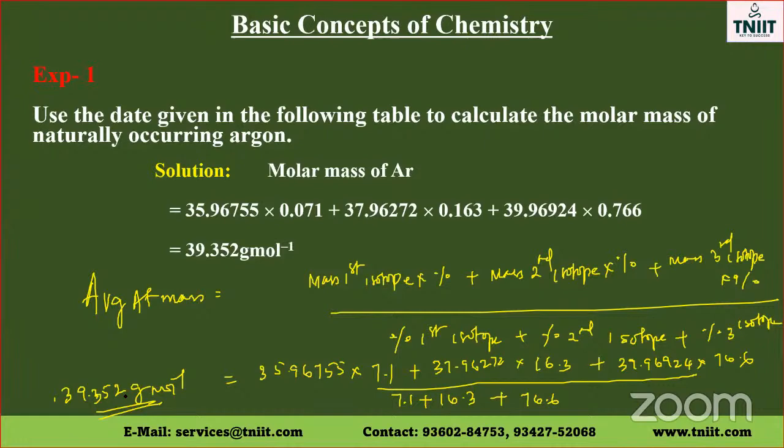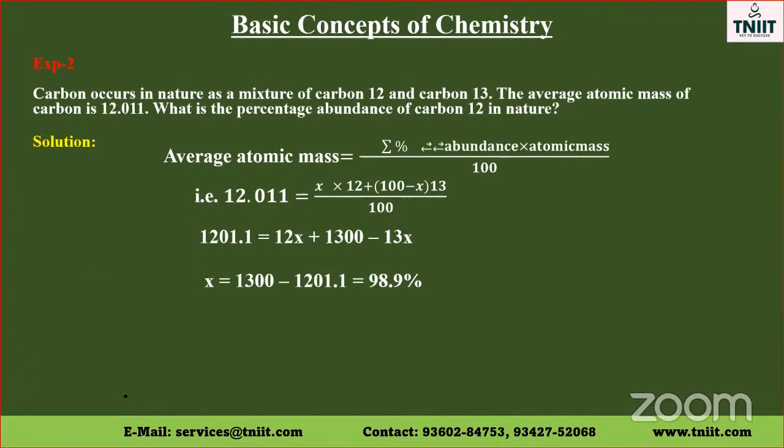The second example: carbon occurs in nature as a mixture of carbon-12 and carbon-13. The average atomic mass of carbon is 12.011. What is the percentage abundance of carbon-12 in nature? So they have asked the percentage of carbon-12 in nature. They've given the average atomic mass and are asking you to calculate the abundance of carbon-12.